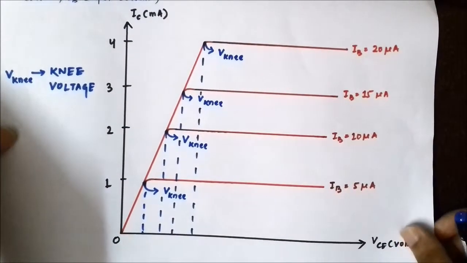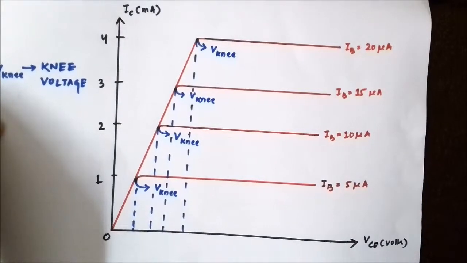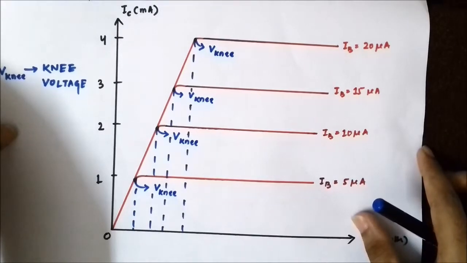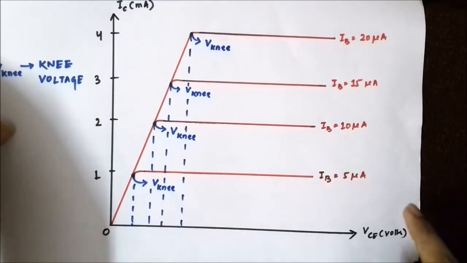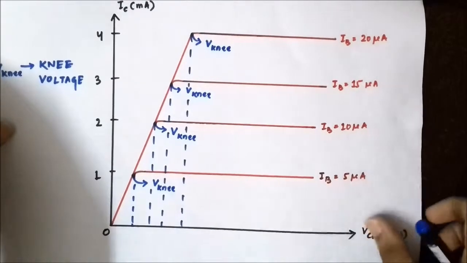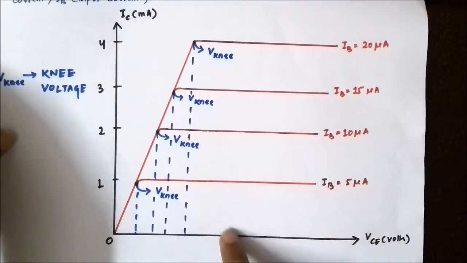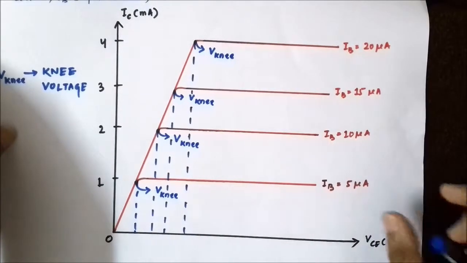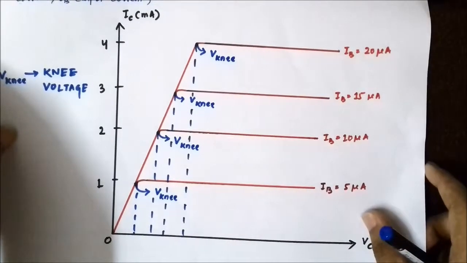So this is the output characteristics. The basic summary is that up to the knee voltage, the collector current shows variation with respect to collector emitter voltage. Beyond the knee voltage, the collector current acquires a constant value. The transistor is always operated in the region beyond the knee voltage, and in that region the output collector current is given by the formula IC = beta IB. Beta is the current amplification factor.